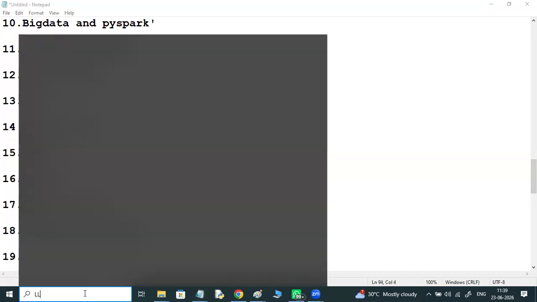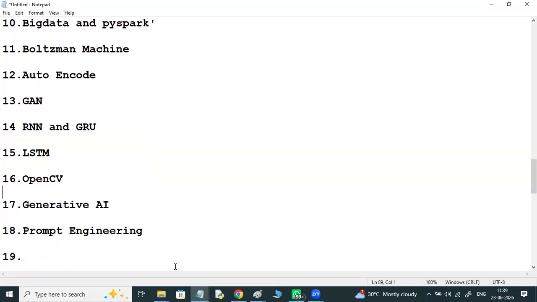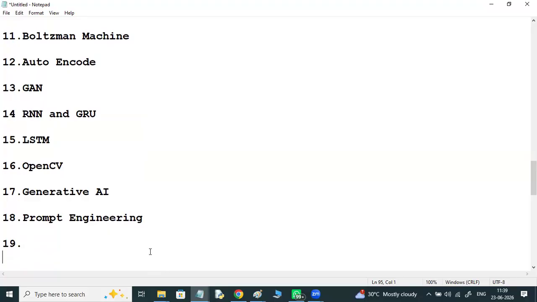LLM APIs, right? Yes. Large language model APIs. OpenAI, Anthropic, Claude, Gemini, right? All these things.